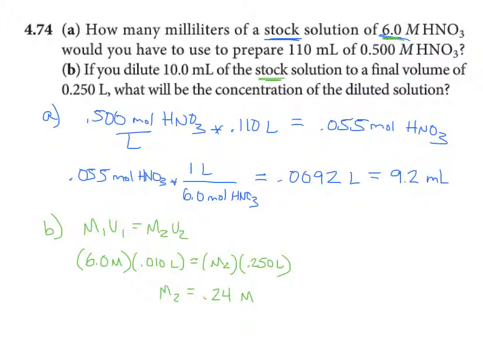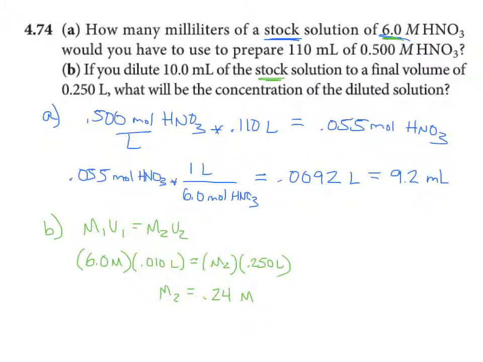Okay, so again, a few more points just to make really clear. This equation, M1V1 equals M2V2, only works if this is a dilution. And I can tell it's a dilution because it's the same chemical before and after. So this is not a stoichiometry equation. You can't just do this anytime you see molarities. It only works for dilutions, so make sure you're definitely doing a dilution problem.